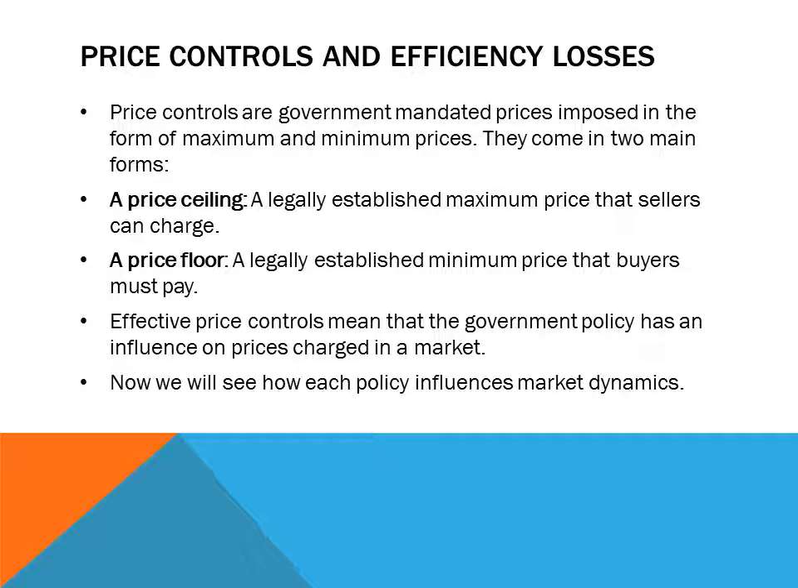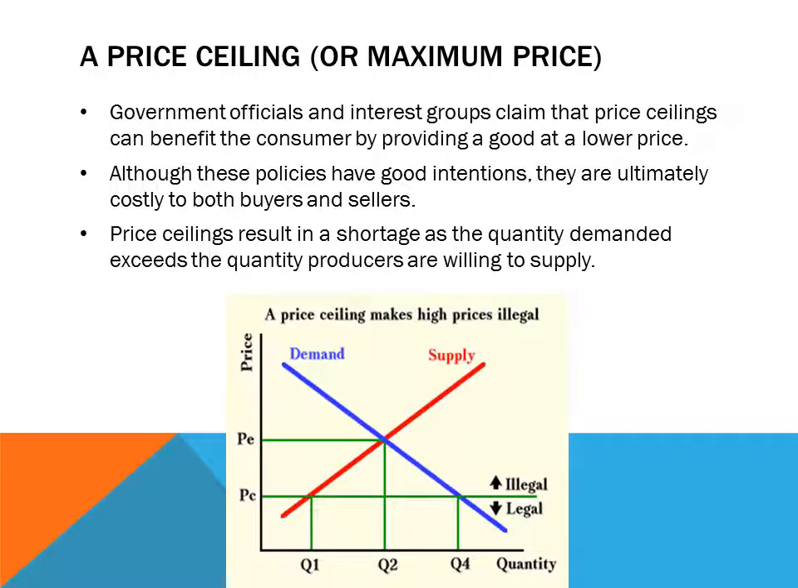Effective price controls mean that the government policy has an influence on prices charged in a market. Now we will see how each policy influences market dynamics. Now we will take a look at a price ceiling or a legal maximum price. Government officials and interest groups claim that price ceilings can benefit the consumer by providing a good at a lower price. Although these policies have good intentions, they are ultimately costly to both buyers and sellers.